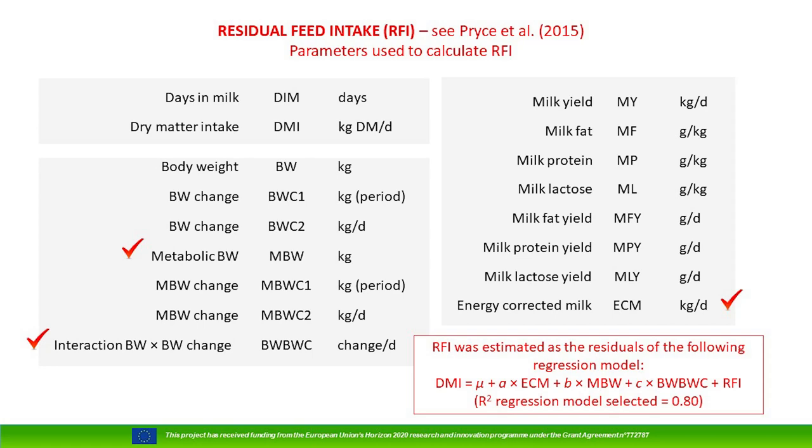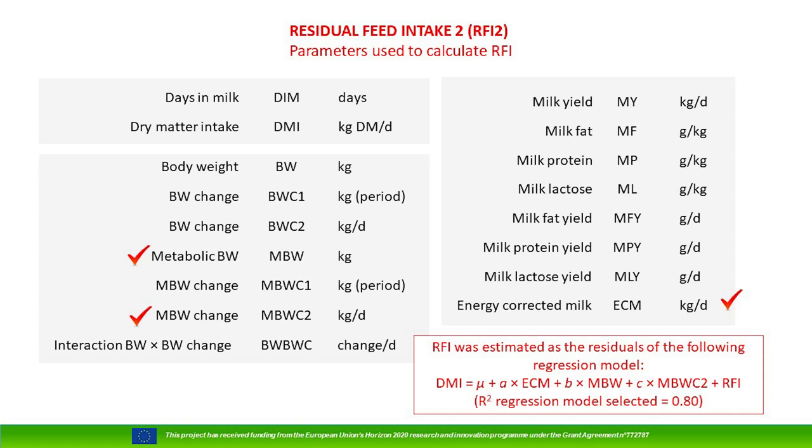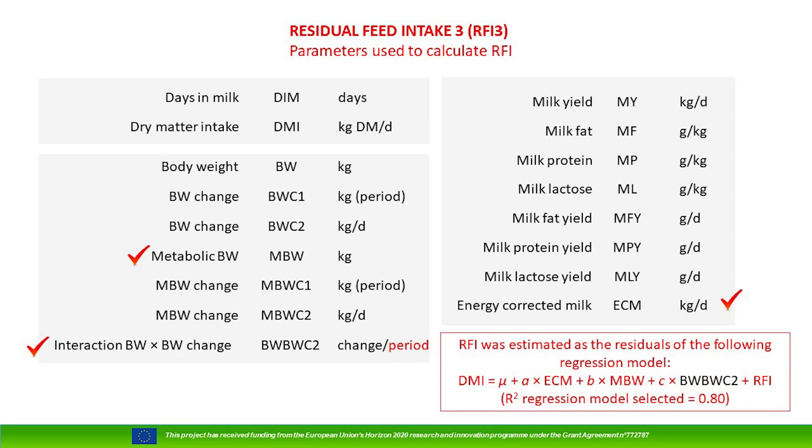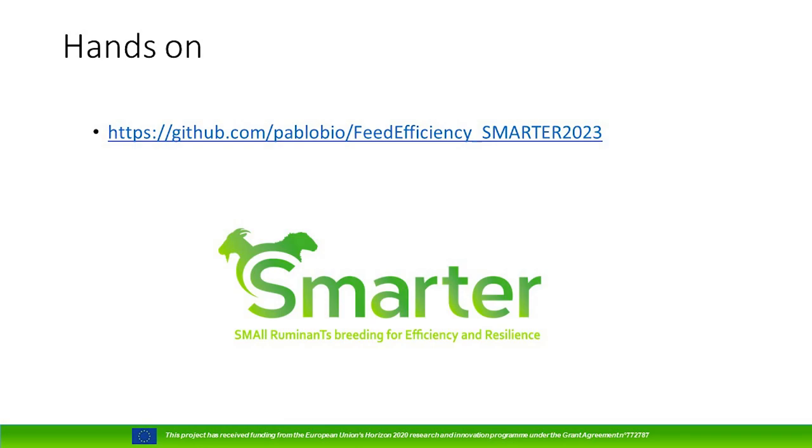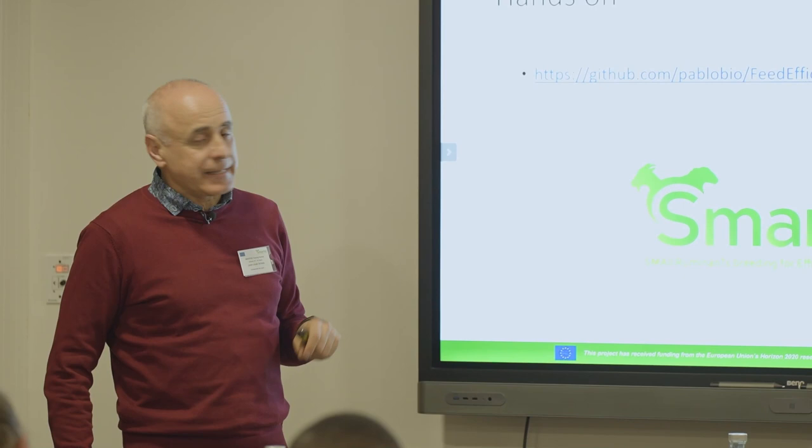We have another model that was also used in dairy cattle, but the last part of the model is changed. It is replaced by the interaction between metabolic body weight change in the period of the test. You have these ticks, which are the parameters that you are using. And the last one is exactly the same, but with the interaction between body weight and body weight change during the period. Once you have that, it's obvious that from the data you need to estimate all these parameters. And you have here the GitHub link from Pablo, where we put the data, and I think it's easy. Go ahead. I will show you.